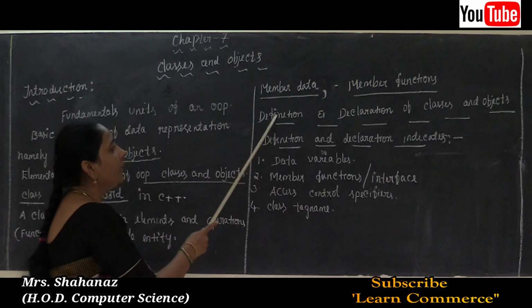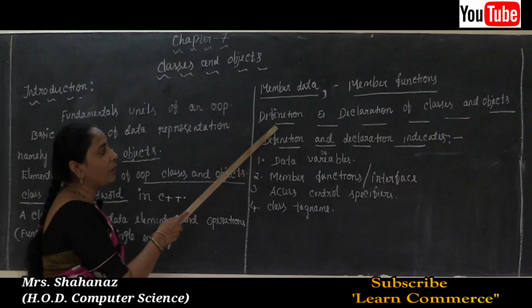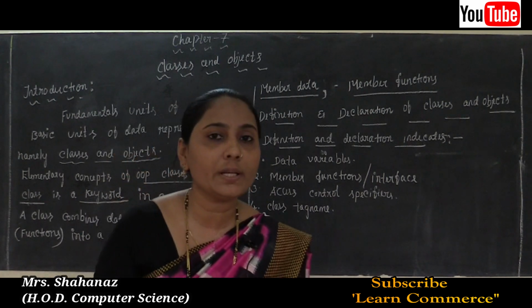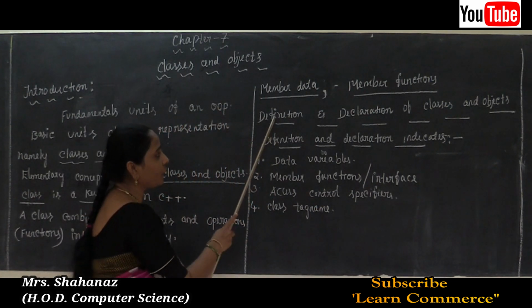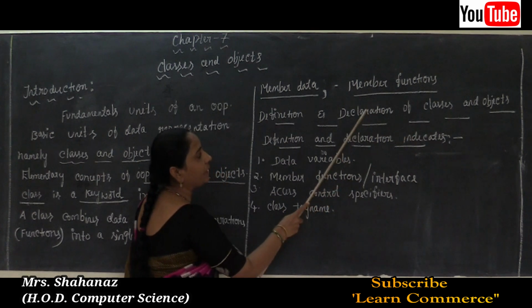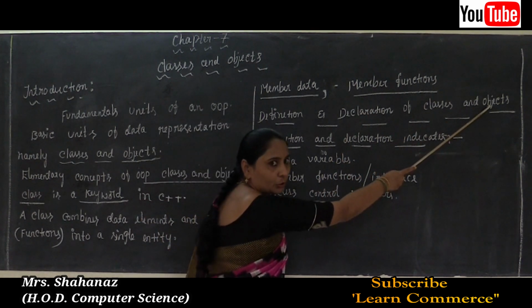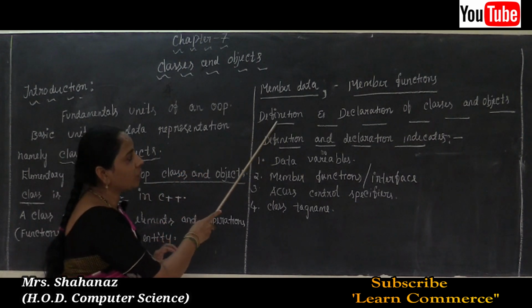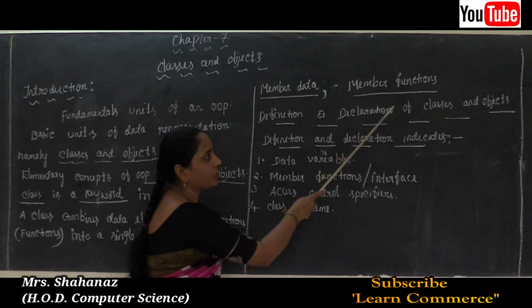Now the next concept is the definition and declaration of classes and objects. You should remember that the definition of classes and the declaration of objects, which I have written in one line only, is the definition and declaration of classes and objects.